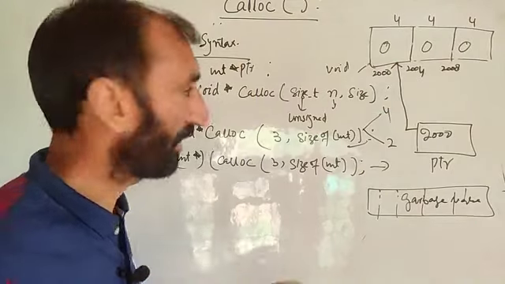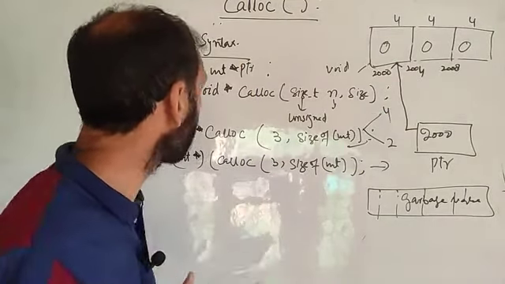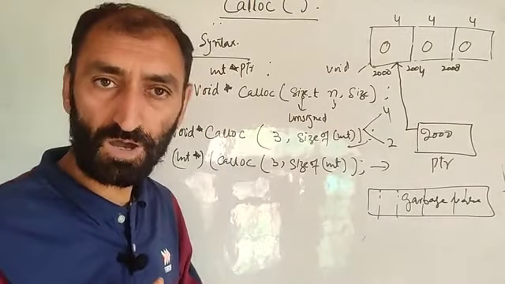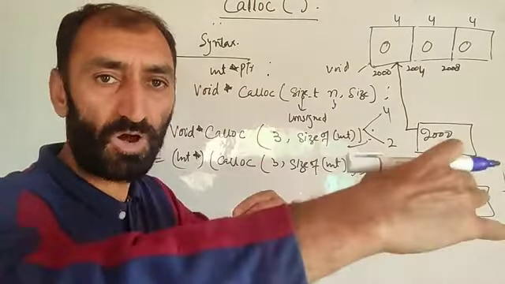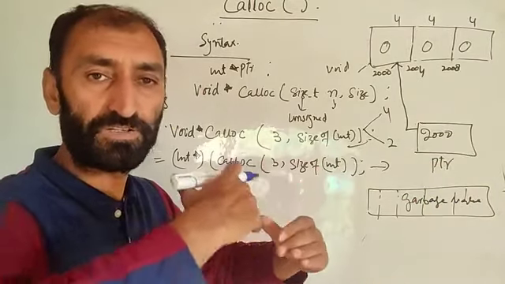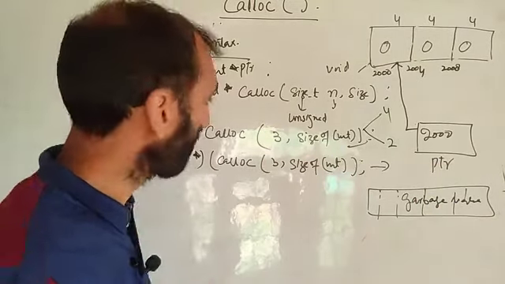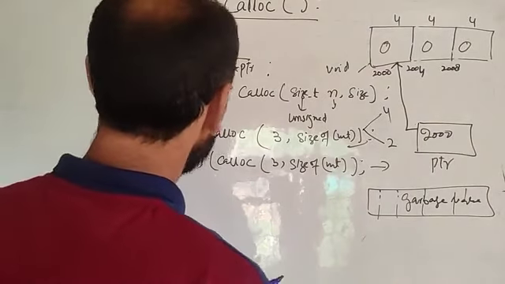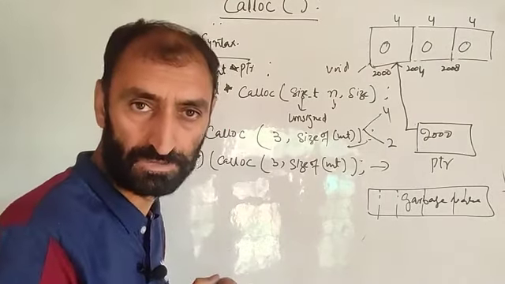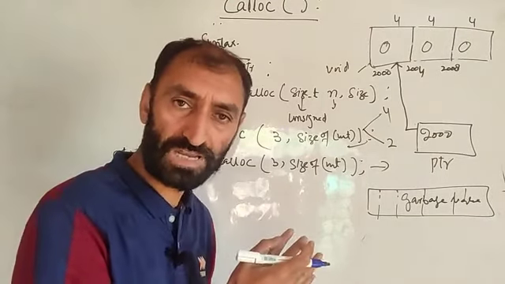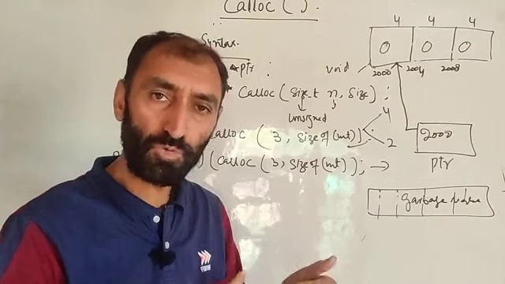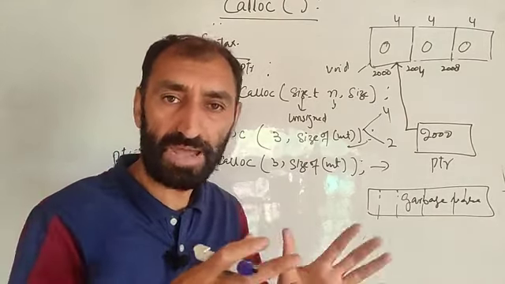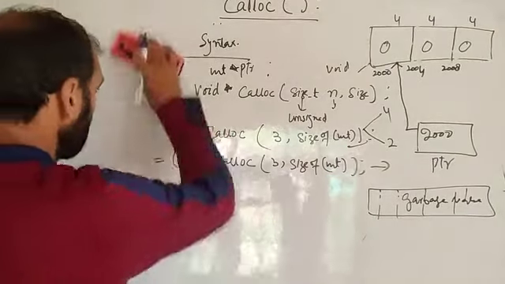I now hope that you have understood the difference between the calloc and malloc functions, what the syntax of calloc and malloc is, and how these functions are different from each other. Okay, now we will write a program, and with the help of that program, we will discuss its working as well. Here I am going to write the same program which I took in the previous video, that is, in the malloc function.